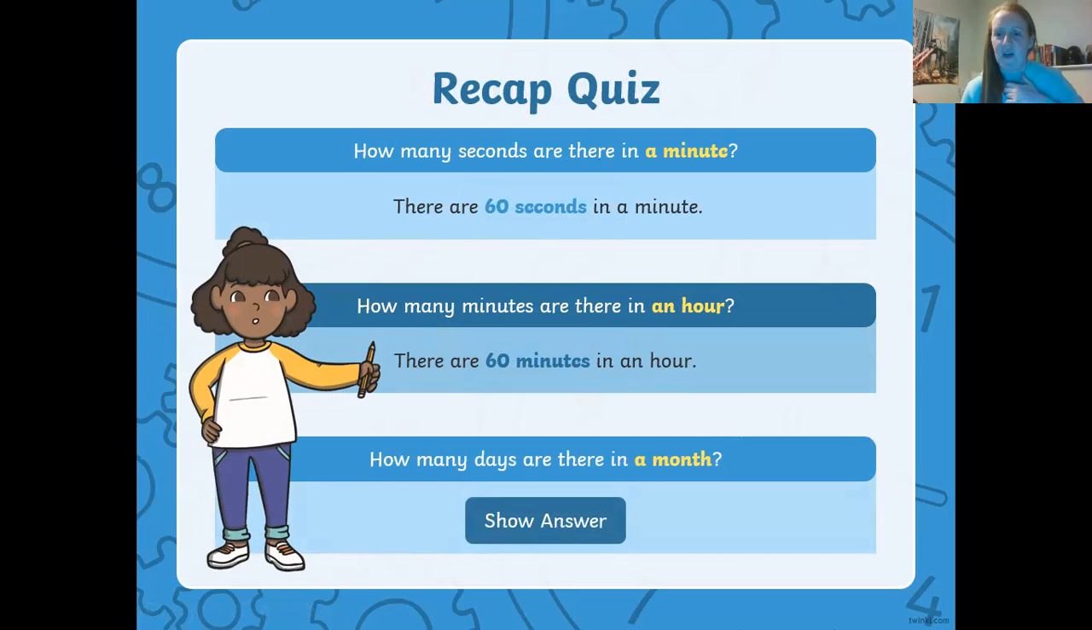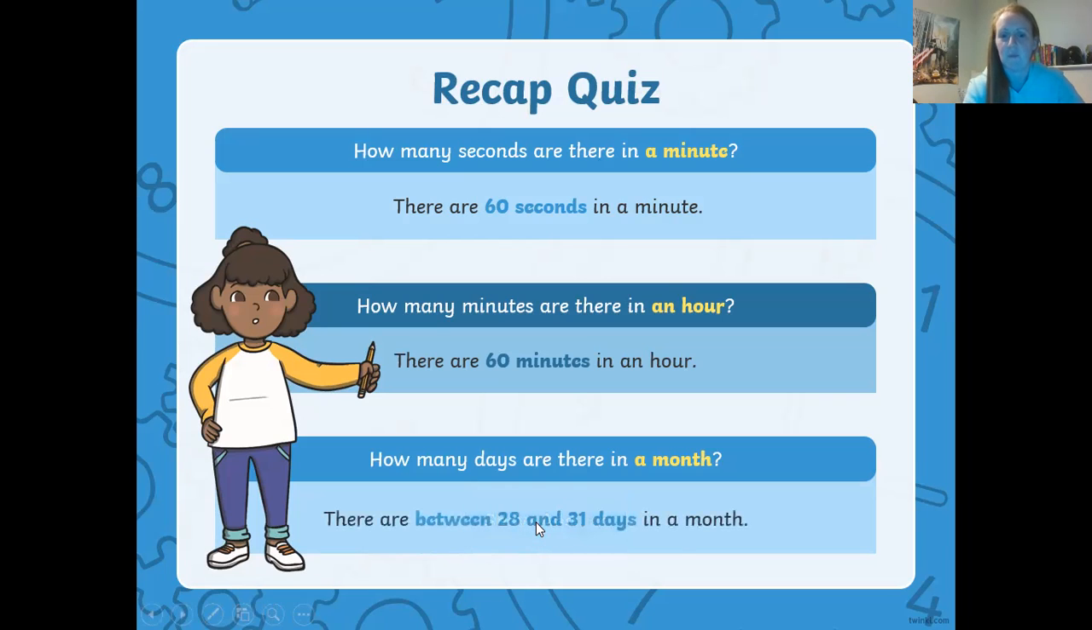How many days are there in a month? We haven't done the months of the year. How many days do you think there are in a month? Between 28 and 31 days in a month. So we know that there are 12 months in the year: January, February, March, April, May, June, July, August, September, October, November, December. We're currently in the month of January.